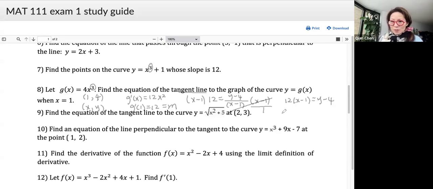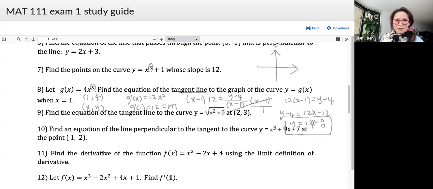Because it's an equation, I can write y minus 4 on the left-hand side, then 12x minus 12 on the right-hand side. I move negative 4 to the other side, which is plus 4 to the other side. Or minus 12 plus 4 is minus 8. So that's it. That's the tangent line passing through that point. So which is the graph. You don't need a graph, but the idea is this.